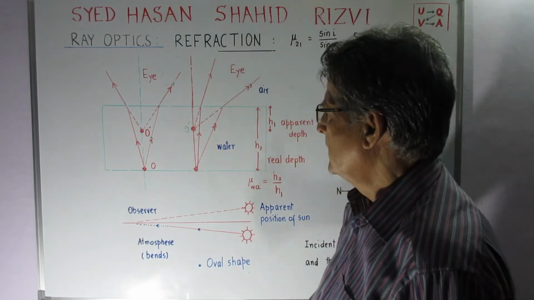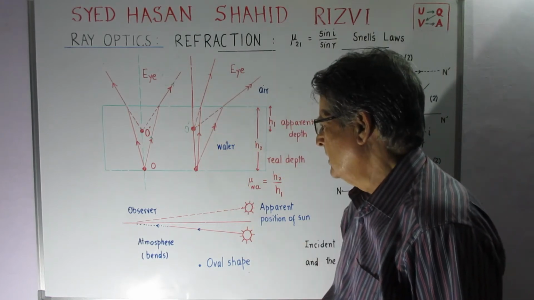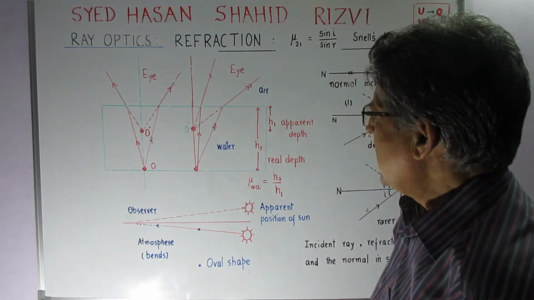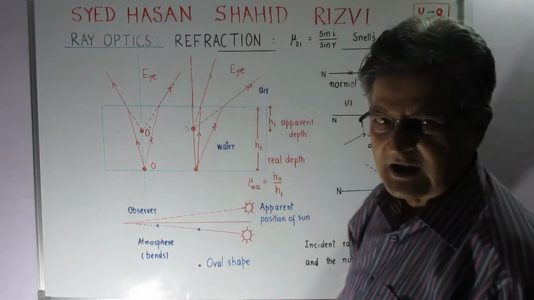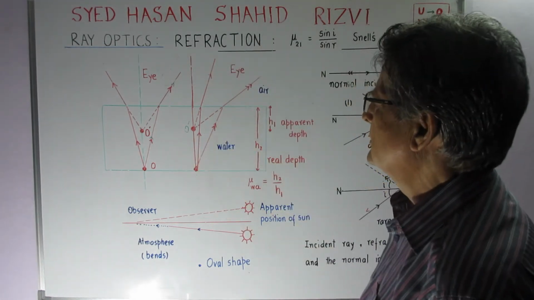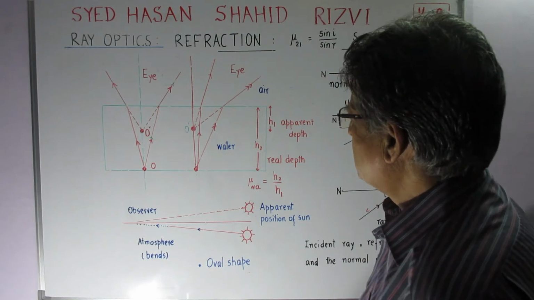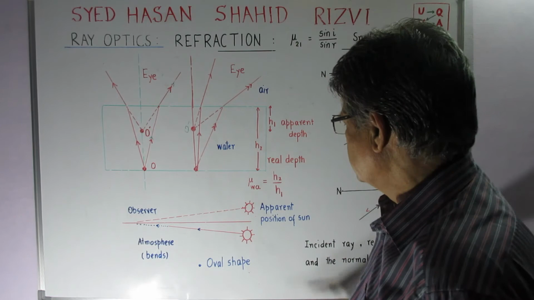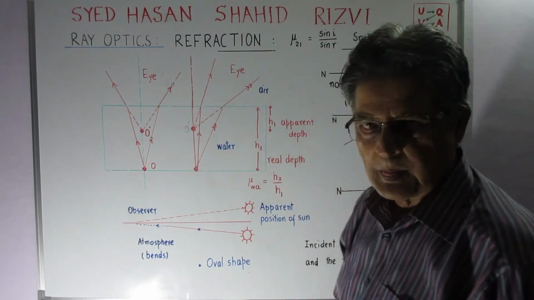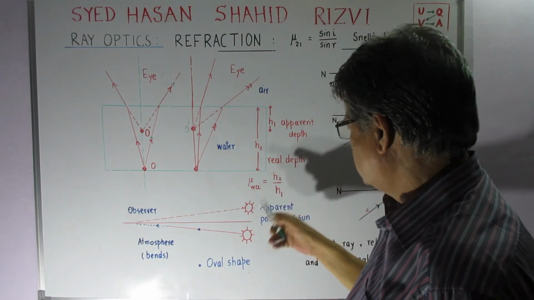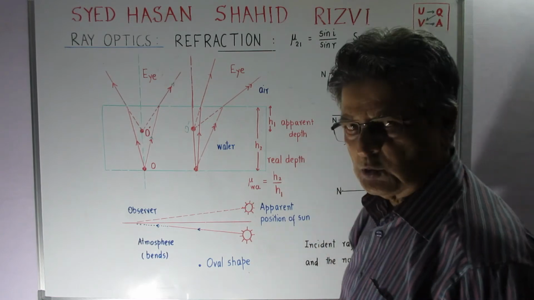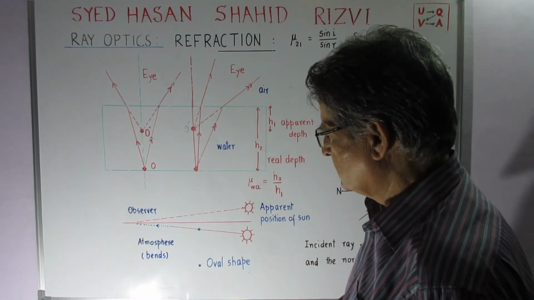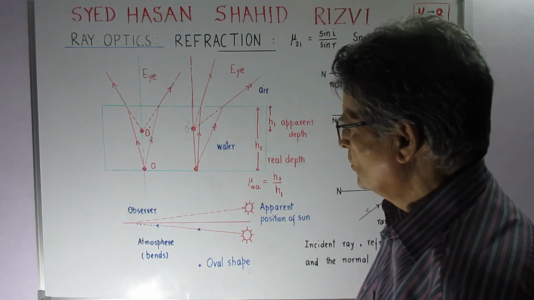Okay, so that is it, and with the help of the geometry that is there, when you draw it on the paper, you can show that the mu of water with respect to air is equal to H2 upon H1, and the mu of air with respect to water is equal to H1 upon H2. These things you can show because you have done it in your high school classes.